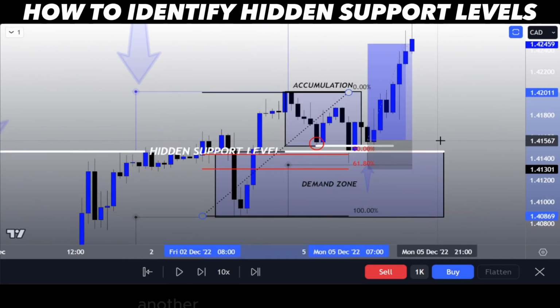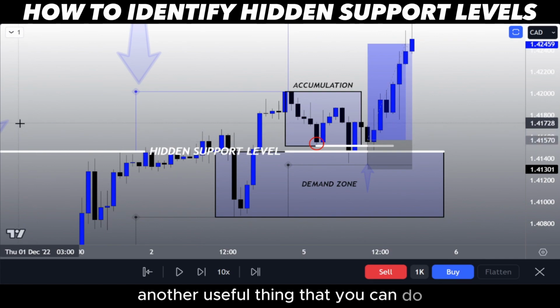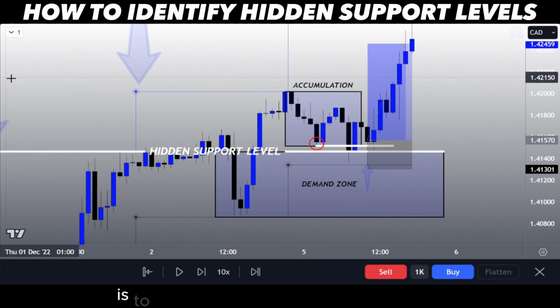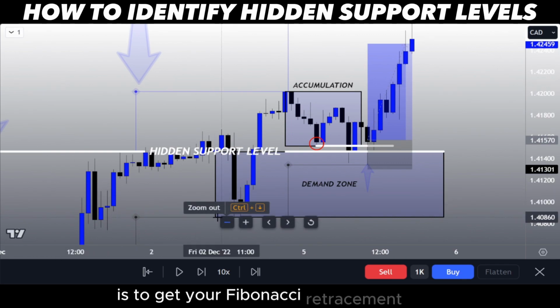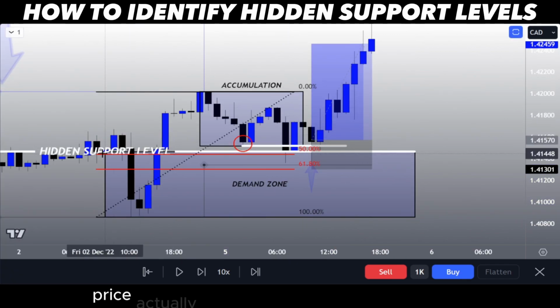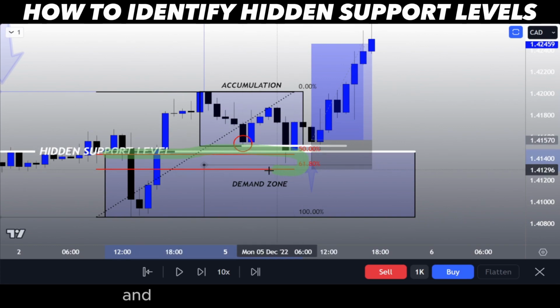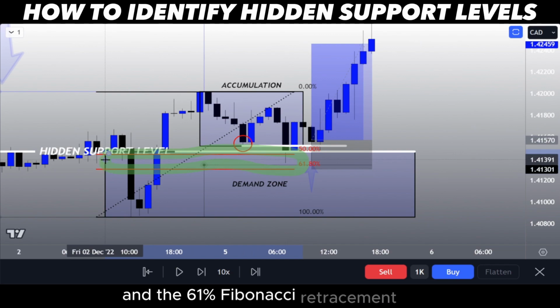There we go. Another useful thing that you can do in order to give yourself even more confluence is to get your Fibonacci retracement level. As you can see, price actually rejected the level in between the 50% and the 61% Fibonacci retracement level.